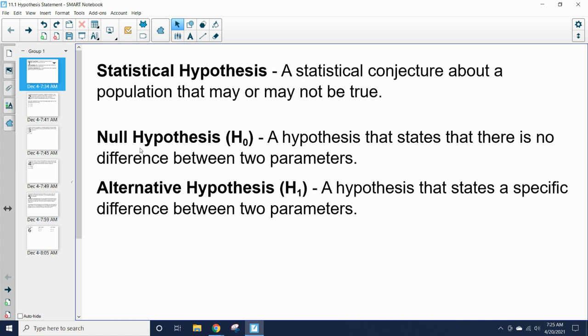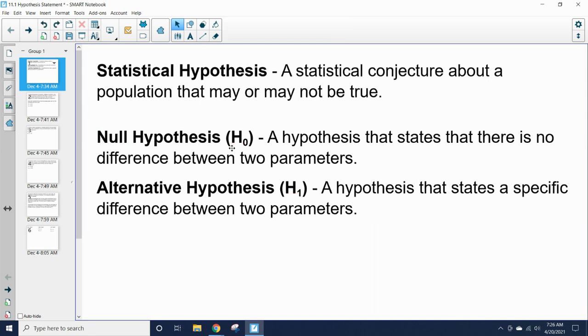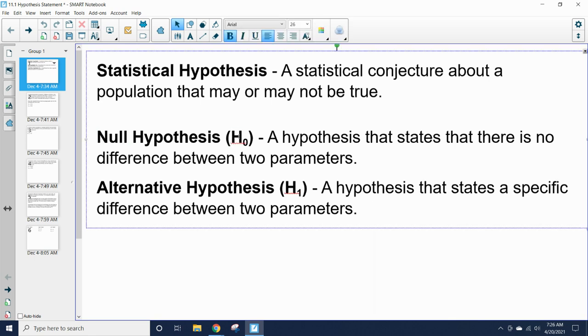So let's start off with talking about what the null hypothesis is. A null hypothesis, null essentially basically means initial or starting value. We typically represent this by H sub 0. This little sub 0 is read as null. So this is H sub null, or H null, the null hypothesis.